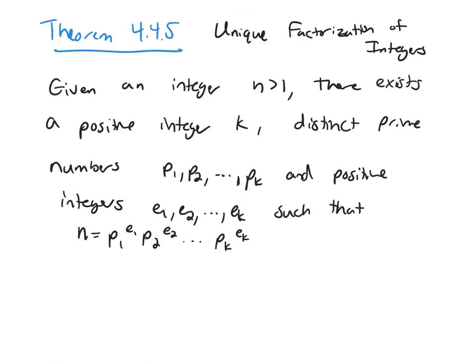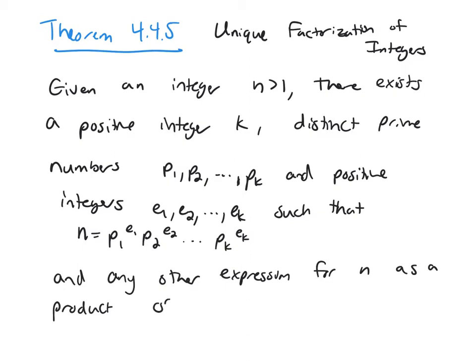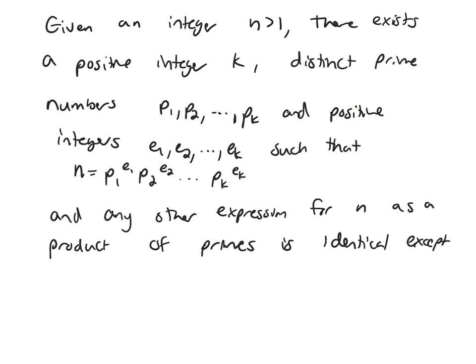And here's where the unique part comes into play. Any other expression for n as a product of primes is identical except for the order in which the terms appear.